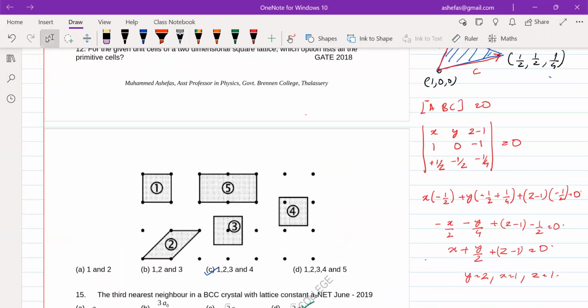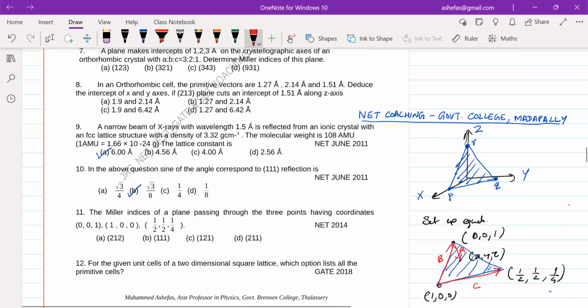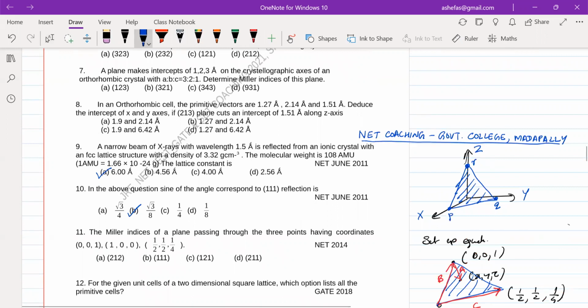So if you do this calculation, we get this equation: x plus y by 2 plus z minus 1 equal to 0. From which we can find the intercepts. If you put x equal to 0 and z equal to 0, y equals 2, that is the y intercept. If you put y equal to 0 and z equal to 0, x equals 1, that is the x intercept. And if you put x and y as 0, z equals 1, that is the z intercept. So the x intercept is 1, the y intercept is 2, and the z intercept is 1.